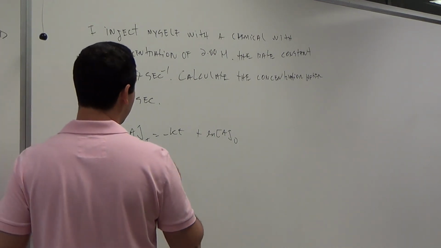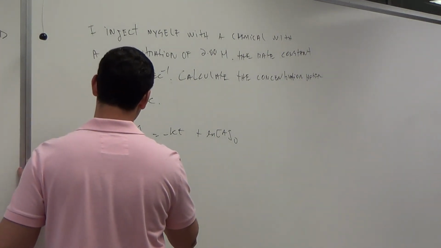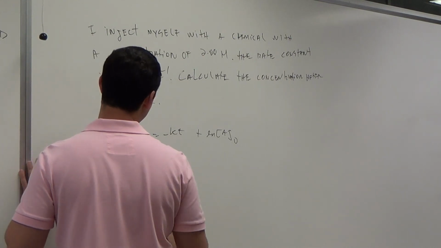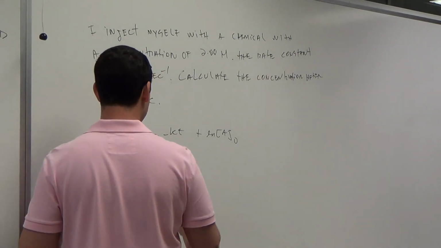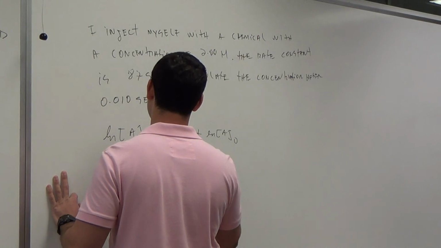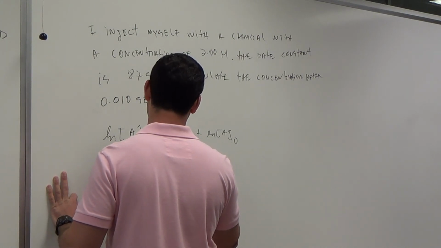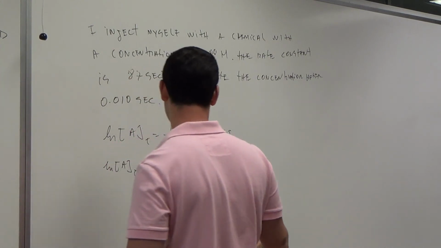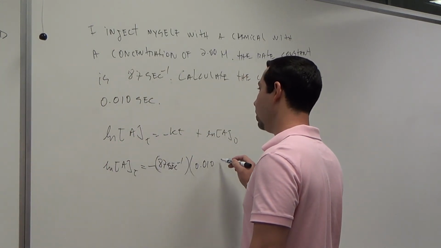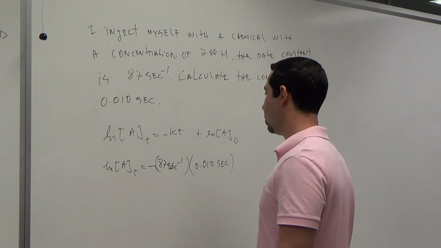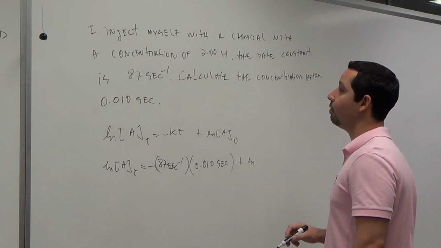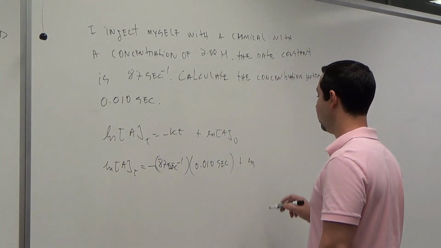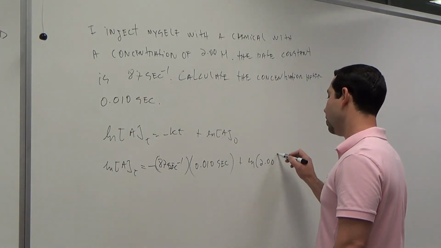Okay, so what do we do? Well, this is easy. I want the concentration, and here is minus k, which is 87 inverse seconds. And I will multiply that times the time, and the time happens to be in the same unit. So that cancels out, plus ln of A0. Where is A0 at? What's the concentration? 2.0.